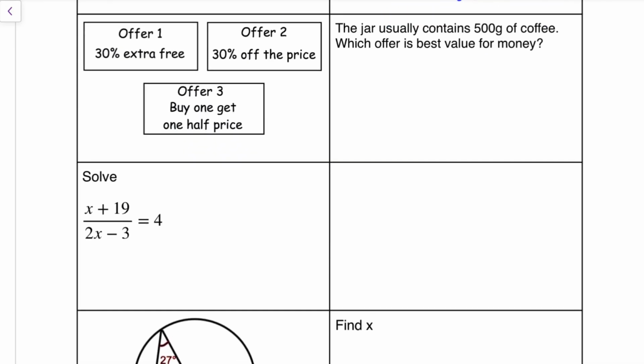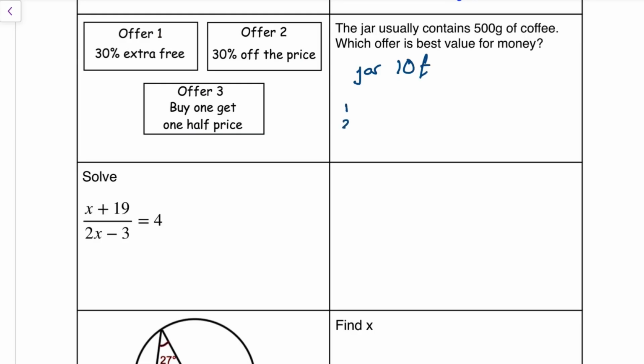Next question. The jar usually contains 500 grams of coffee. Which is best value for money? Offer 1, 30% extra free. Offer 2, 30% off. Okay, so what we want to do is try and work out the price for 100 grams. Again, there's lots of ways of doing this question, but I'm going to assume the jar costs £10. Nice round number, seems sensible. So let's work out for each one of these.